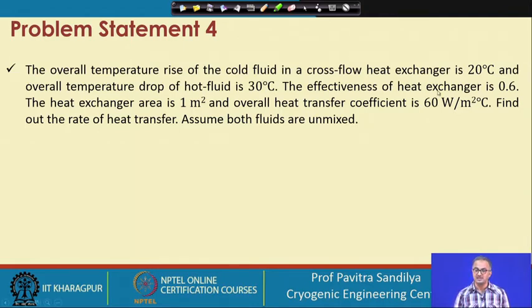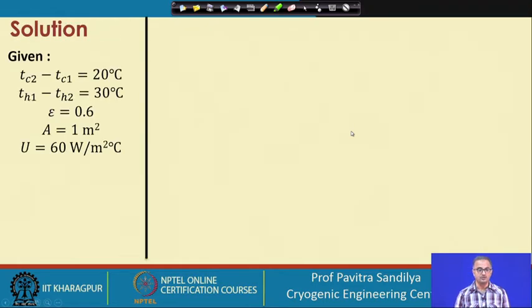The heat exchanger effectiveness is 0.6. This is the area of the heat exchanger surface, and this is the overall heat transfer coefficient. With these data, we have to find out the rate of heat transfer, and it is assumed that both the fluids are unmixed. So, we write all this data given to us. After this, we go for the solution.